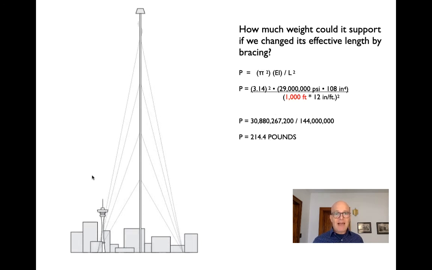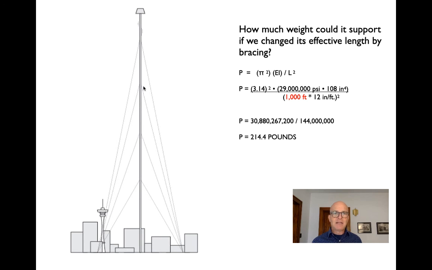Now, if we added guy wires, as if we were designing a radio tower or a TV antenna or something like that, we find that if we can divide the height, go from 5,280 to 1,000 feet, and notice that we still have a mile-high column, but now we're taking what we call the unbraced length, and we're lessening it by a factor of 5, right?